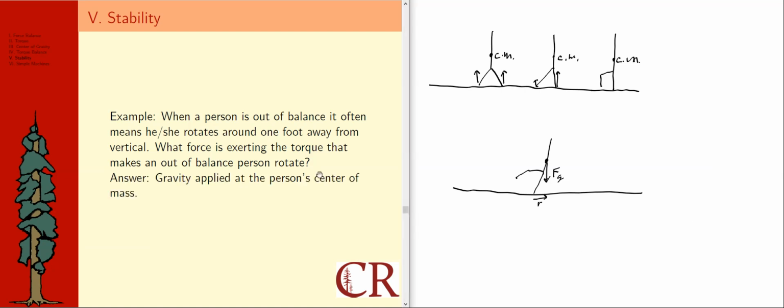So let's check the answer. It says gravity applied at the person's center of mass. I think that's a little bit simpler than the answer I gave, but the question was really only asking what is the force that is exerting the torque that makes an out of balance person rotate. So I think that's adequate therefore.